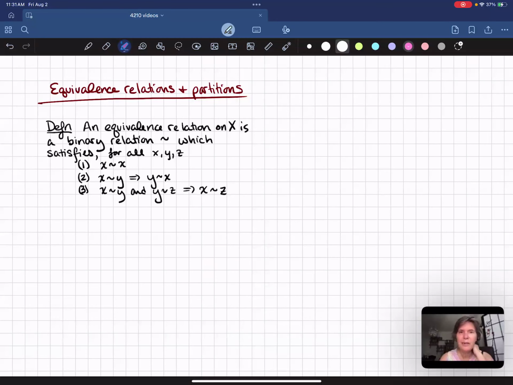Hi, this is Barrett Givens, and in this video, I want to talk about equivalence relations, partitions, how those two concepts are connected, and do a couple of examples.